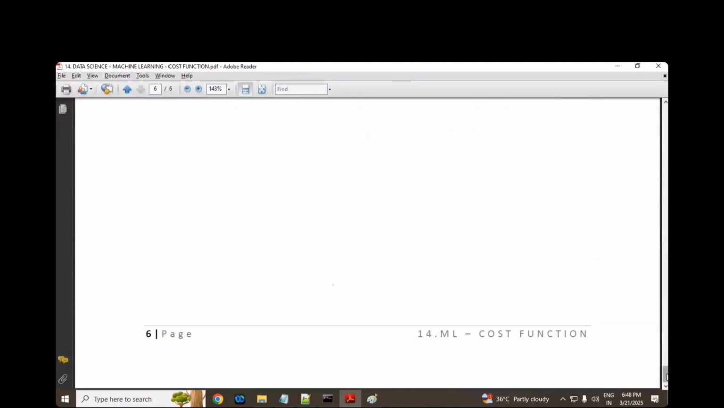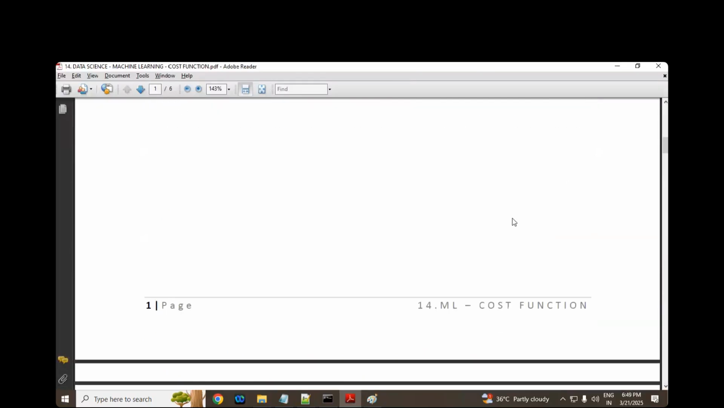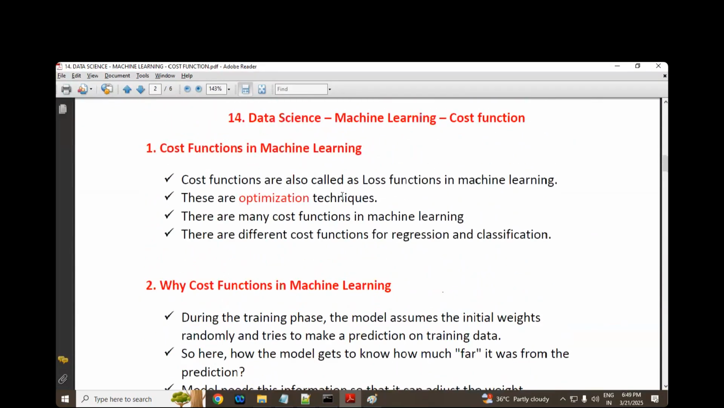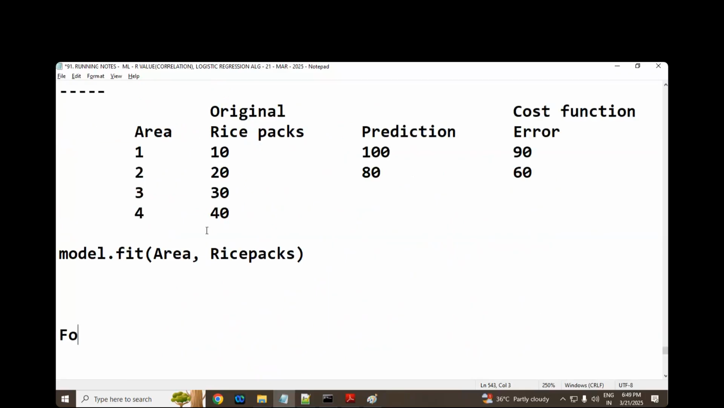Now let us read the theory. I have skipped the theory, right? These are optimization techniques. Cost function is not only one function; you would have many cost functions. Now let me tell you one by one.